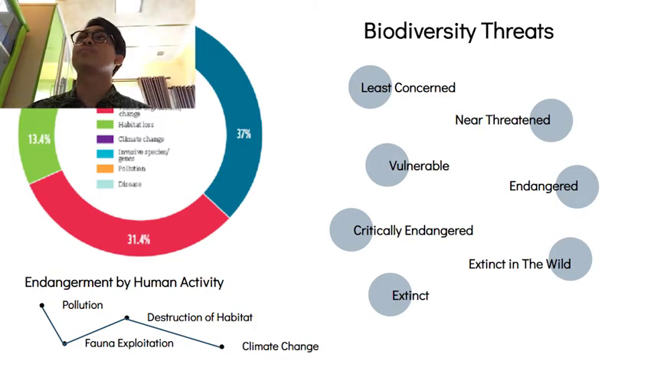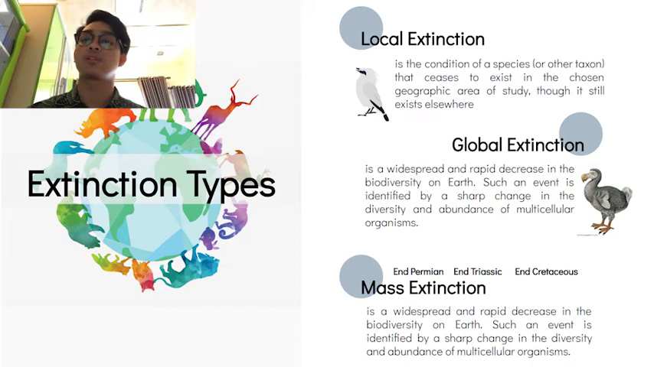And there are some extinction types. The first one is local extinction, a condition where a species or a family of taxon that existed in a chosen geographic area to study, and though it existed before, is extinct only in the local situation. For example, what we have here in Indonesia is the Jalak Bali, which is an example of local extinction.